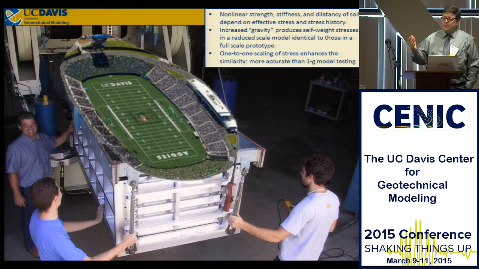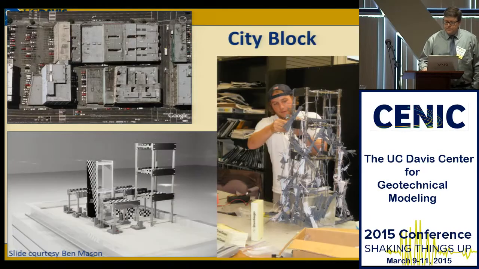And the reason we do that is because it's really critical in soils to get the stresses correct. So if we're going to do a reduced scale model, we have to get the stresses inside the soil correct, or else it's just not going to behave the same. We won't get the physics right.